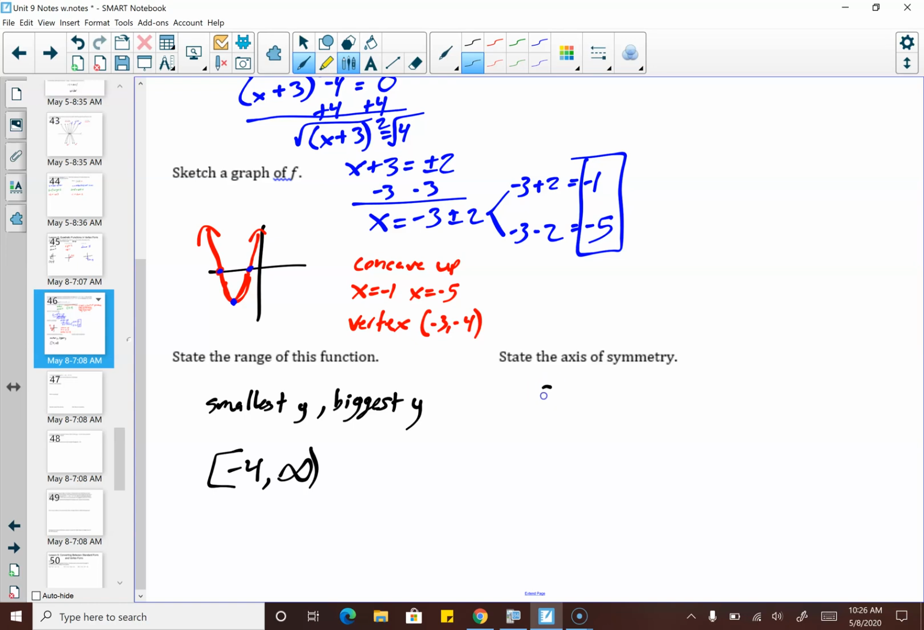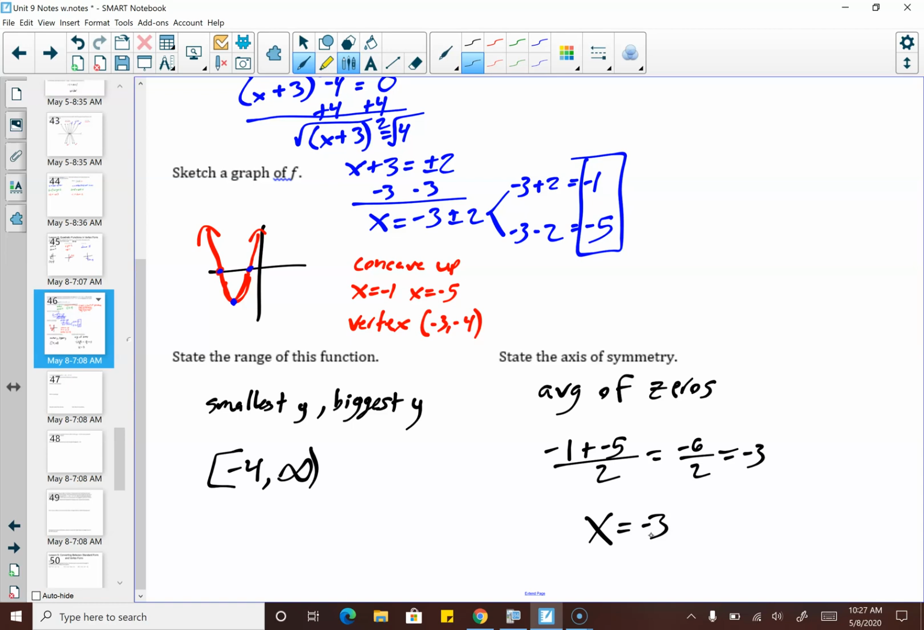And then our axis of symmetry, remember, is the average of our zeros. So our zeros were negative 1 and negative 5, and we're going to add them and divide by 2. So negative 1 plus negative 5 is negative 6. Negative 6 divided by 2 is negative 3. Now, this is a mistake that a lot of people were making on the assignment from 2 weeks ago: axis of symmetry is a line. It's x equals that number. You're not allowed to just write that the axis of symmetry is negative 3. It's always x equals negative 3.